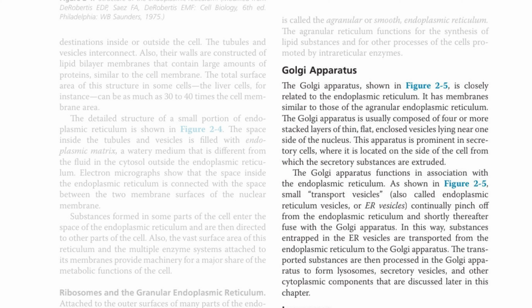The Golgi apparatus functions in association with the endoplasmic reticulum. As shown in Figure 2-5, small transport vesicles, also called endoplasmic reticulum vesicles, or ER vesicles, continually pinch off from the endoplasmic reticulum and shortly thereafter fuse with the Golgi apparatus. In this way, substances entrapped in the ER vesicles are transported from the endoplasmic reticulum to the Golgi apparatus. The transported substances are then processed in the Golgi apparatus to form lysosomes, secretory vesicles, and other cytoplasmic components that are discussed later in this chapter.